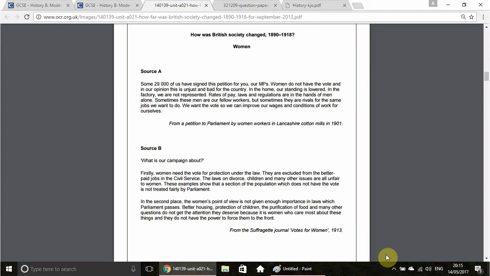However, one is from a group of women workers, the other is from the Suffragette Journal. So the Suffragette Journal is obviously going to be mainly thinking about the fact that they want the vote, and this argument is a way to get them the vote. Whereas this one, the purpose of it is to get better rights, and getting the vote is perhaps a way that they can improve their condition. So their point of view is slightly different, even though they both want the same thing.